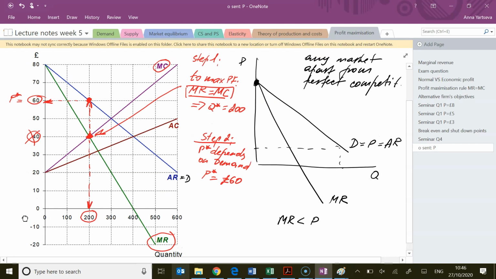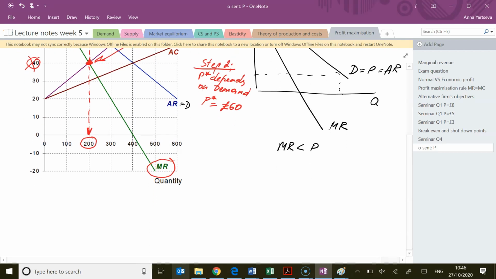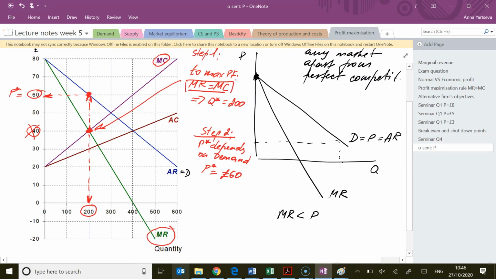So this was step 1, step 2, A and B. Next question is C. What is total revenue at this price and output? Total revenue is price times quantity. Price is 60 pounds. Quantity is 200 units, which implies that our revenue is 12,000 pounds. That's the revenue. What's the total cost?